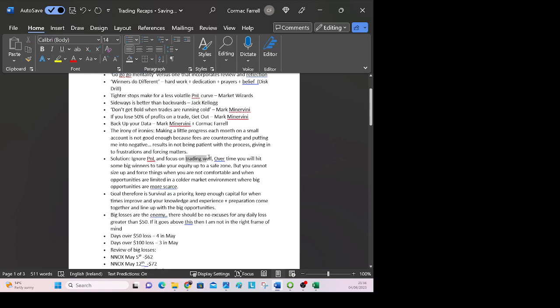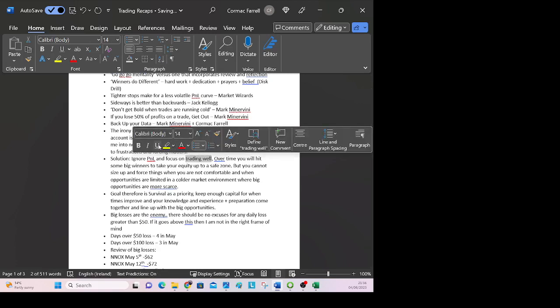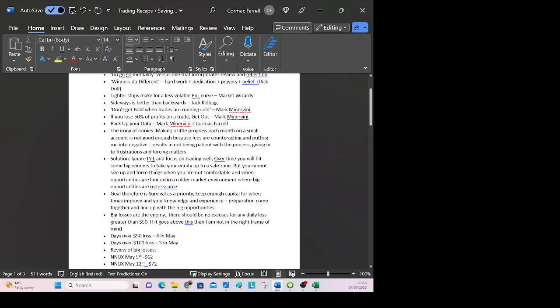So this is just something that comes after experience. In the beginning, everyone just wants the money, the quick, fast money. You get overexcited, your emotions start coming into play, and your emotions start causing you to make stupid decisions and not respect risk management. Over time, you will hit some big winners to take your equity into a safe zone. So you've got to be patient and just trust that over time that will happen.